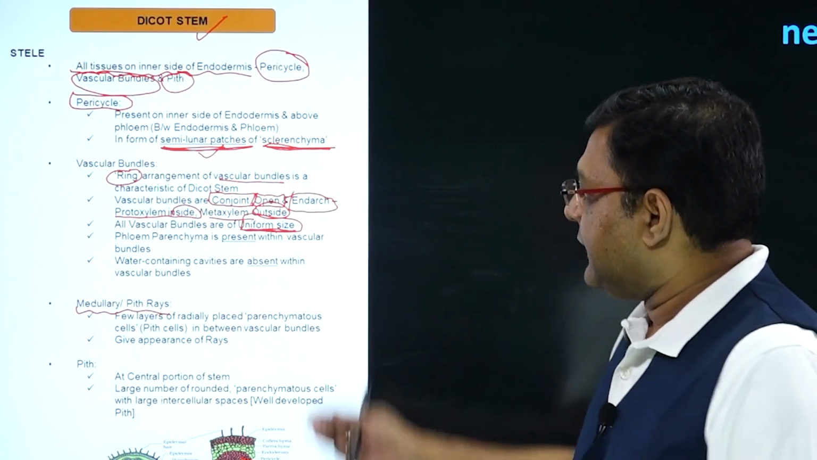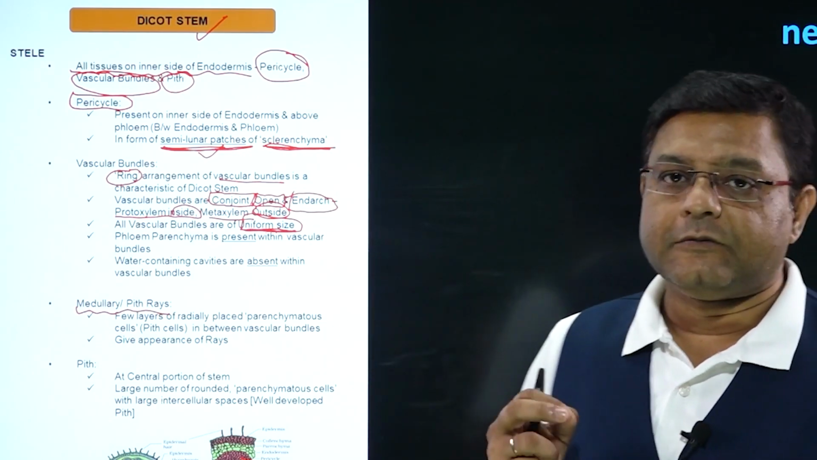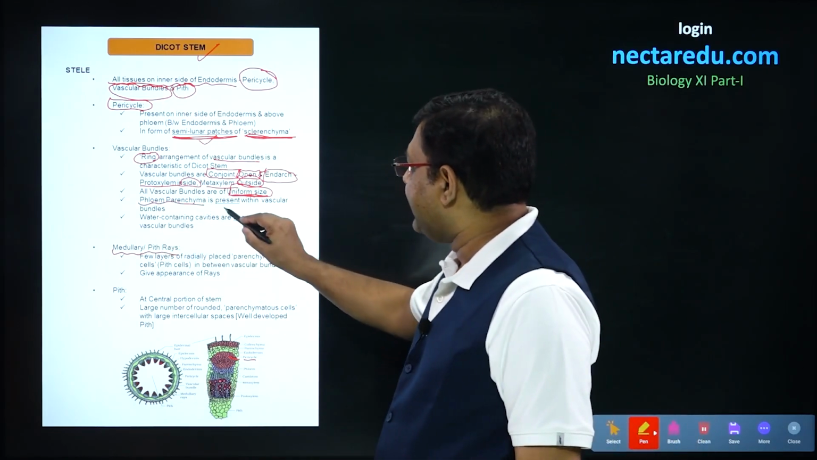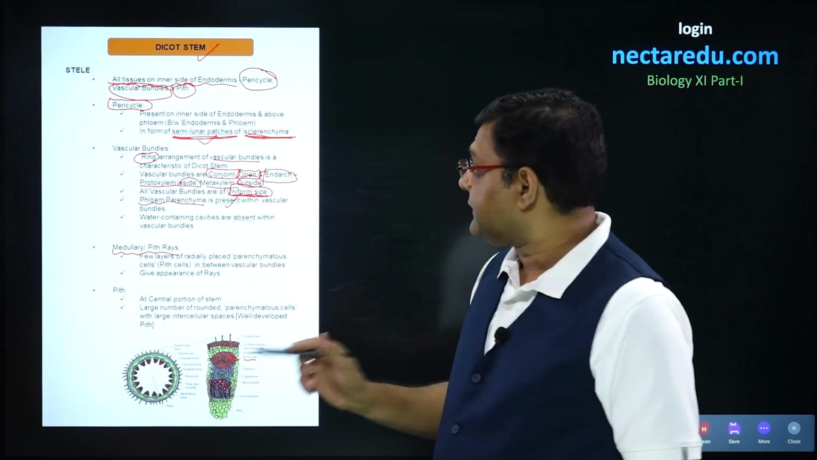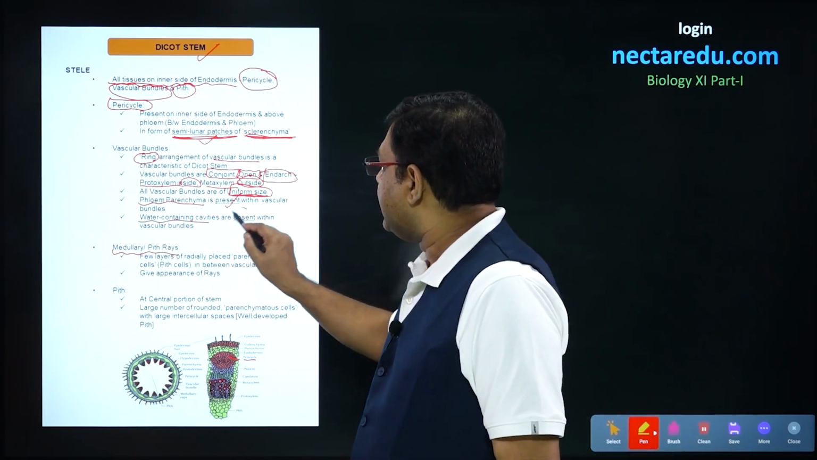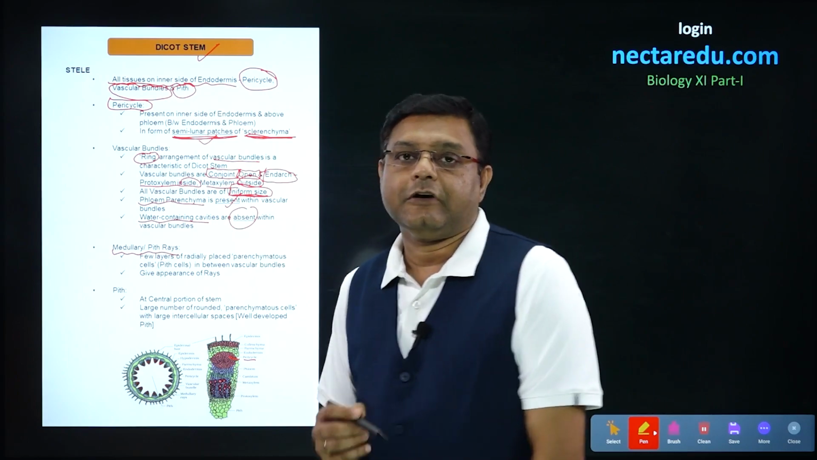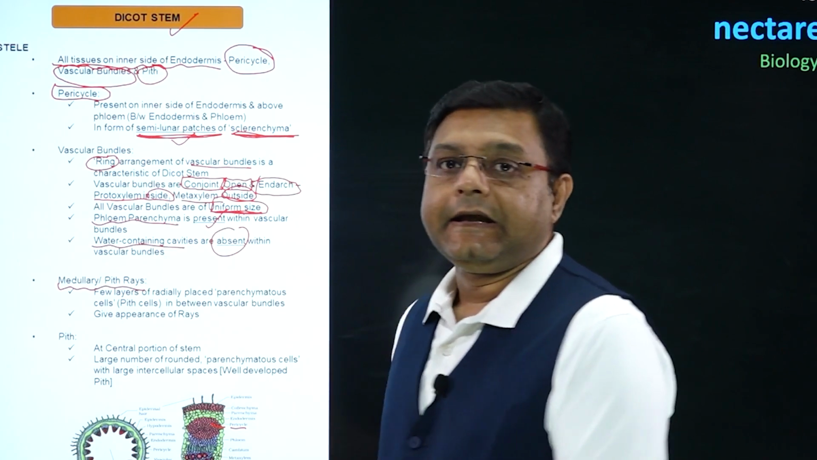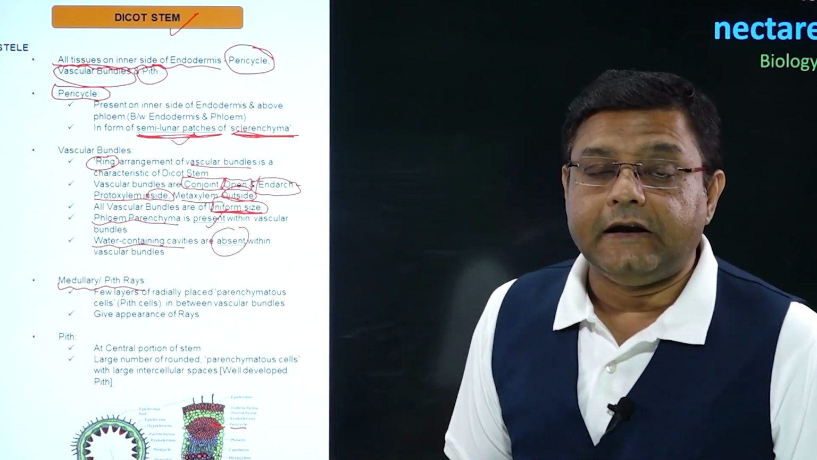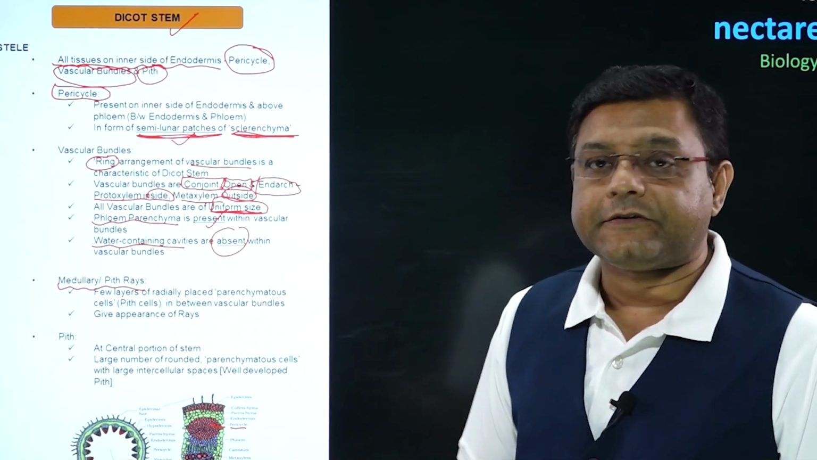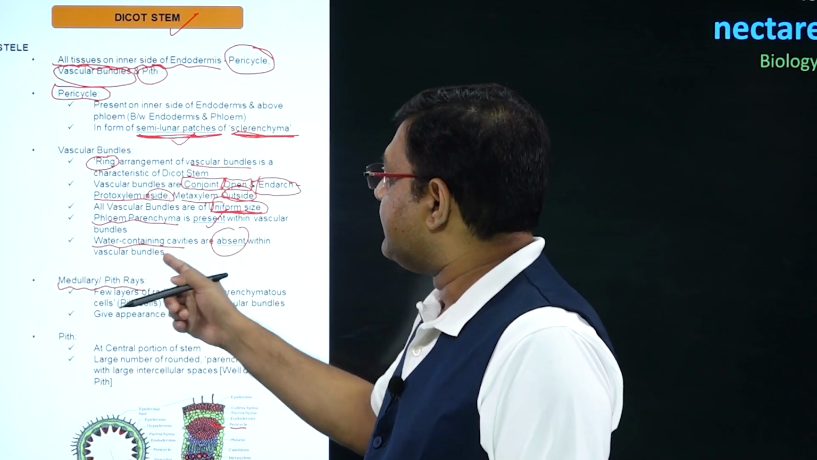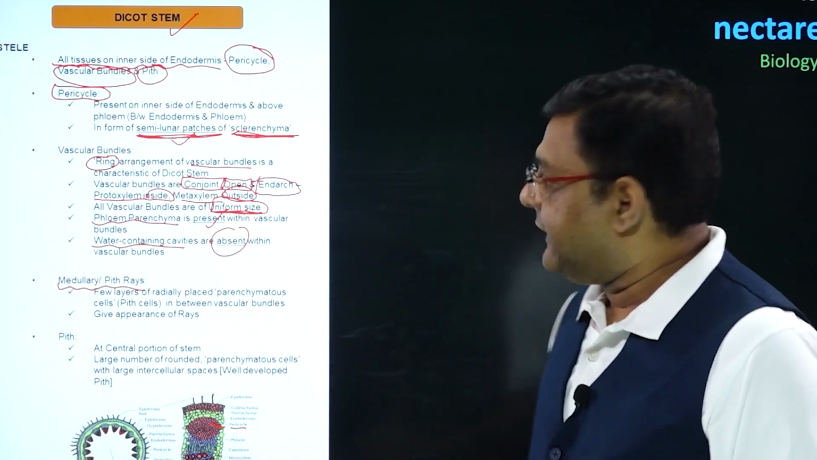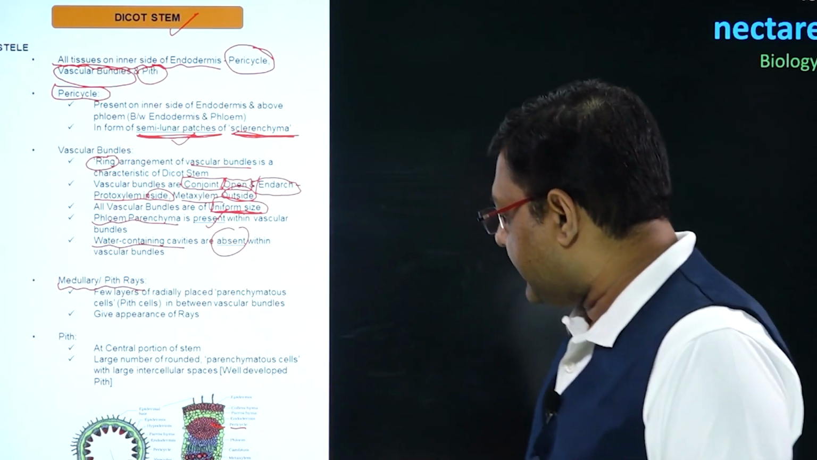Again, in this diagram, in this ring arrangement, we can see that all vascular bundles are of almost uniform size. The two characteristics of these vascular bundles are that phloem parenchyma will be present within the vascular bundles, but water containing cavities are absent in the case of vascular bundles of dicot stem. Water containing cavities are a speciality of vascular bundles of monocot stem, but in dicot stem, these water containing cavities are absent. The same we can look at in this diagram.